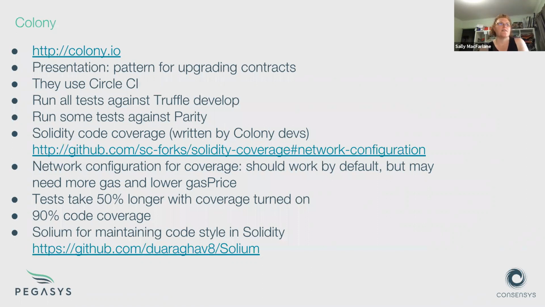They use Circle CI. They run some of their tests against Parity, but because they use that EVM increase time method, Parity doesn't implement that, so they can't run all of their tests against Parity. And they also mentioned Solium, which is basically a linter for helping you with code quality in Solidity. So they've written some of their own rules, and some of those were specifically to do with how they do those contract upgrades and how they need to isolate the storage. So that was all very interesting.